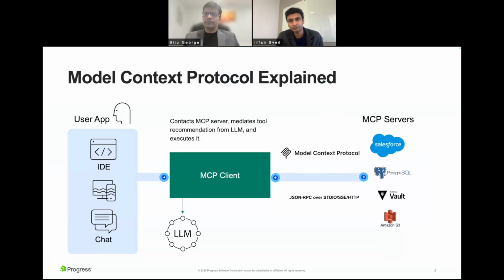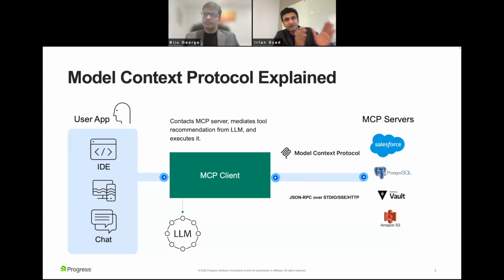So if you think about Model Context Protocol from a protocol point of view and how it is being utilized as a client server application, it looks something like this. Let's start with the right side, which is MCP servers. You can create MCP servers for any kind of servers. It could be Salesforce, Postgres, Vault, a database, doesn't matter. The MCP is a protocol that will help you create MCP servers by using their protocol SDKs.